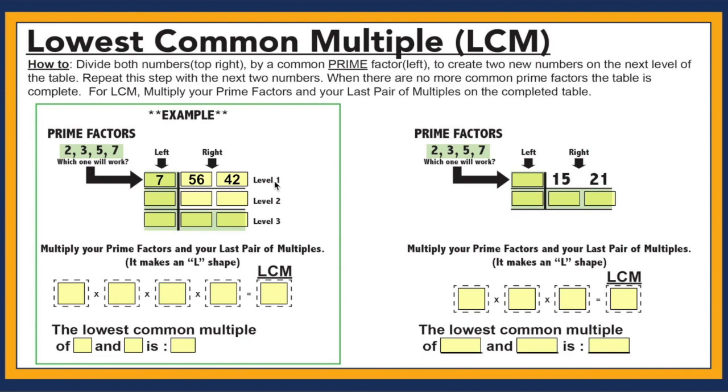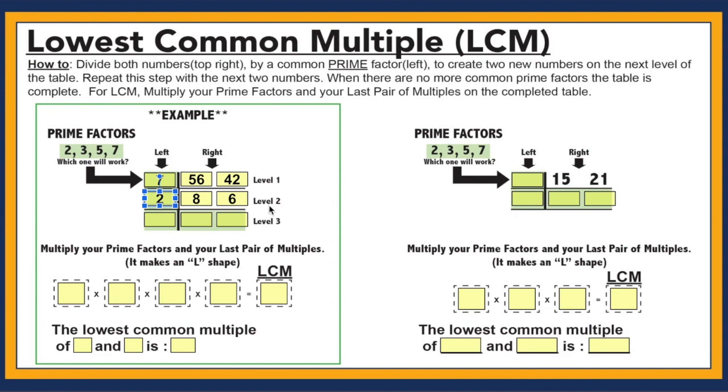Now at this point we're going to do our first level of division. 56 divided by 7 is 8. And 42 divided by 7 is 6. We have now created our second level of the table, and we're going to repeat the steps. So which prime factor here can divide 8 and 6 evenly? Now the prime factor we had left to use was the 2, so now it's 2's turn.